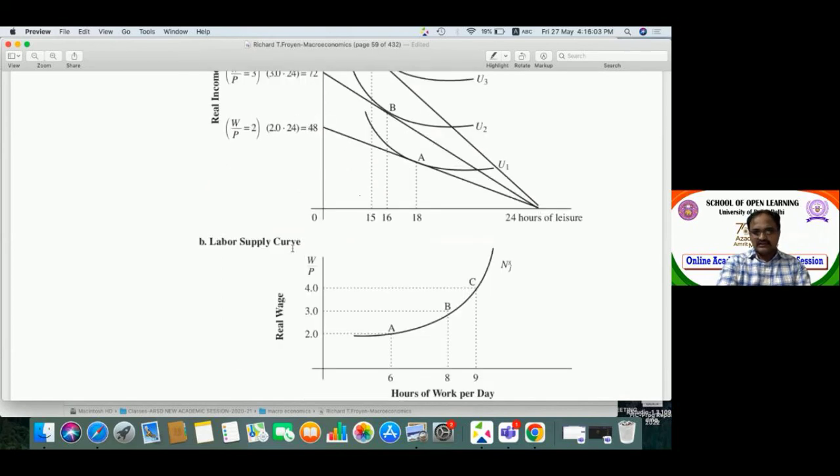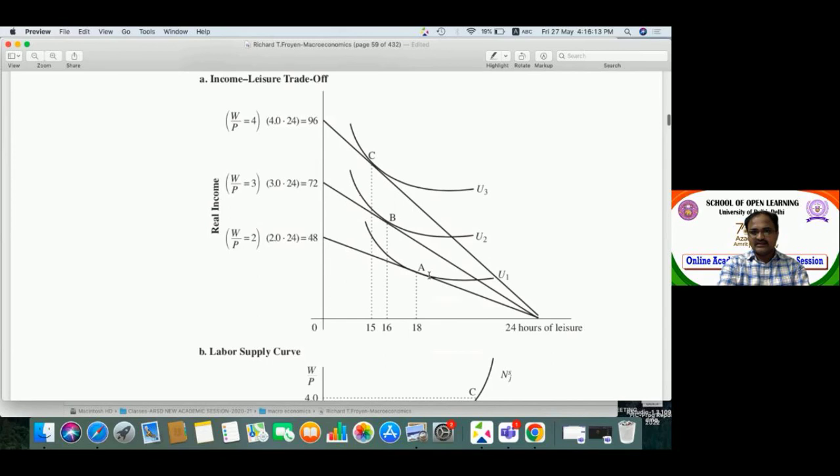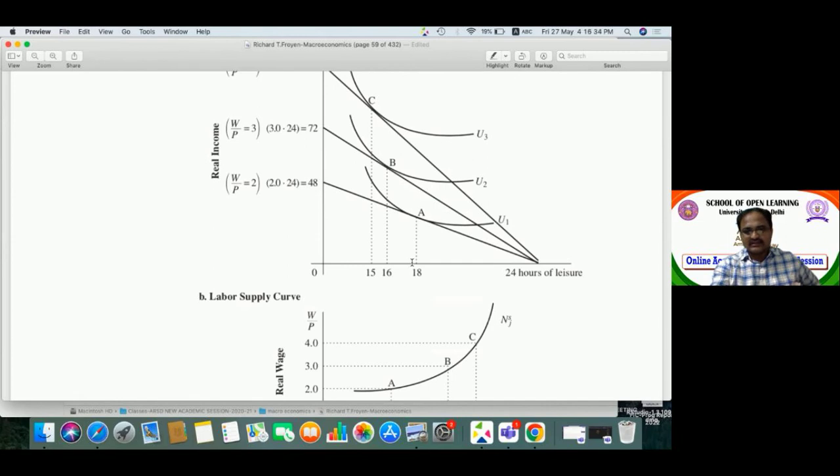So according to the wage rate of 2 rupees, working hours is 6. Where? On this line. What is the point? So this is all the combinations A, B, C. This is his wage rate line, and this is the indifference curve touching it at a particular point here. And another wage rate is 3, so his real income is 72. The indifference curve is here, the combination is here, and another combination is here.